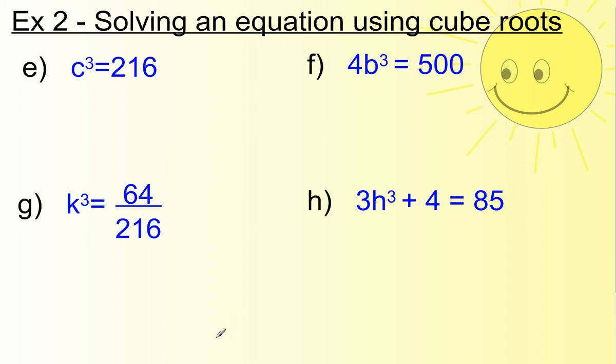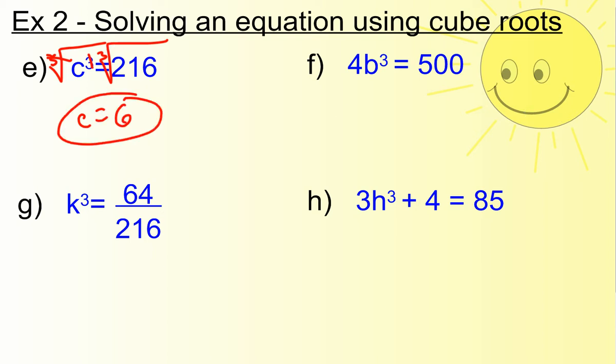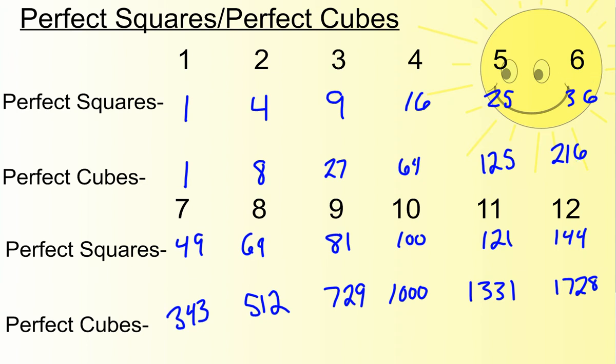Okay, let's see here. Jump to red. So if I cube root each side, the cube and the cube root cancel, giving me c equals, and the cube root of 216 is 6. I remember us doing that up here. There it is.